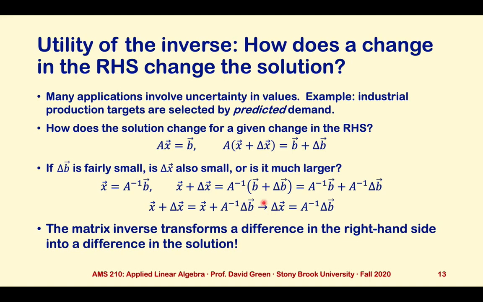In other words, delta x, the difference in the solution, is simply the inverse of A multiplied by the difference in the right-hand side. For a non-singular system, the matrix inverse transforms a difference in the right-hand side into a difference in the solution. This answers our desired question exactly. How does a change in the right-hand side lead to a change in the solution? And we see that it is the matrix inverse that defines that relationship.